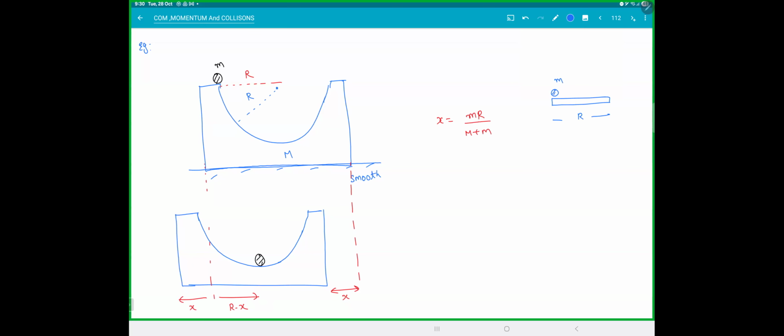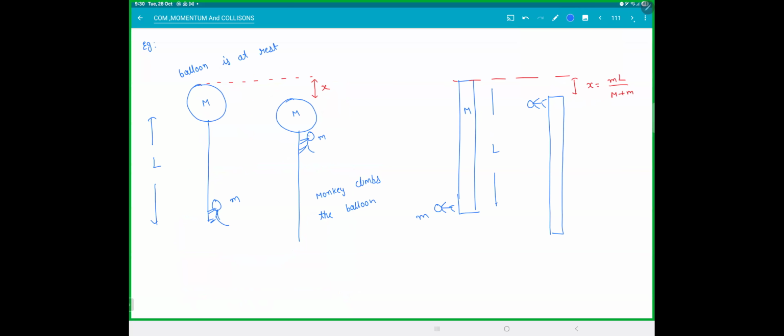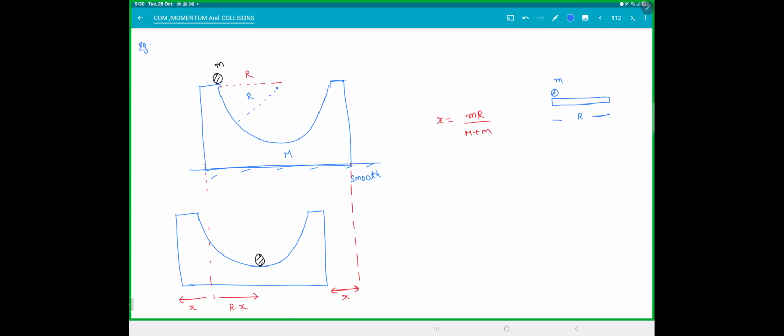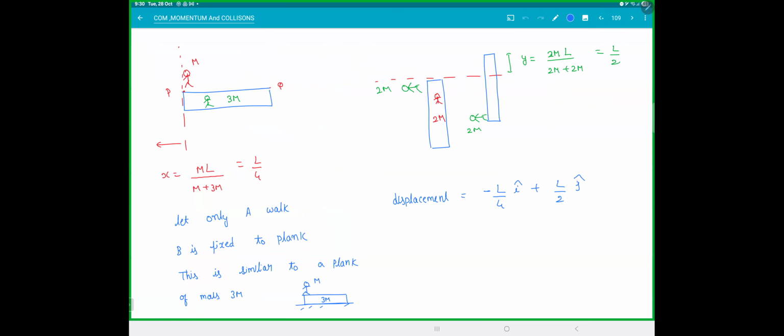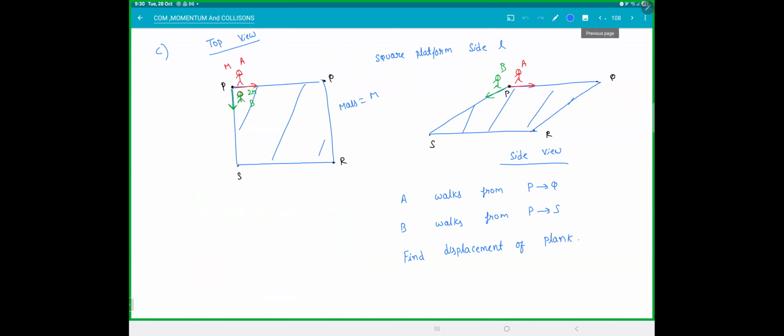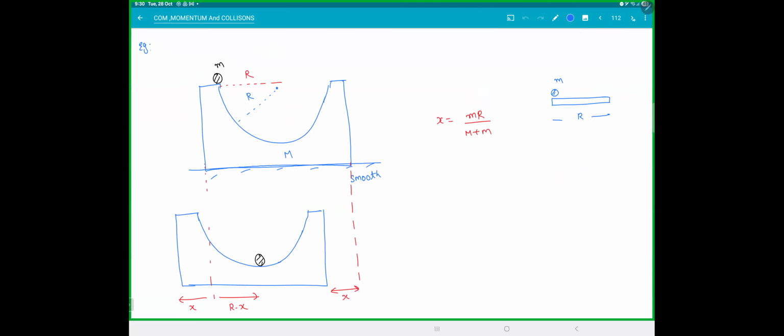I hope everyone is clear with the variations. So I can say man is walking on the plank. I can say the ball is rolling in a circular arc. I can say the monkey is climbing a balloon. All these questions, the story is the same. The different ways of asking. To make it a little tough, I can put two people walking on a plank. Put a square platform. This is even better. I hope all are clear with these models. This is one important model.